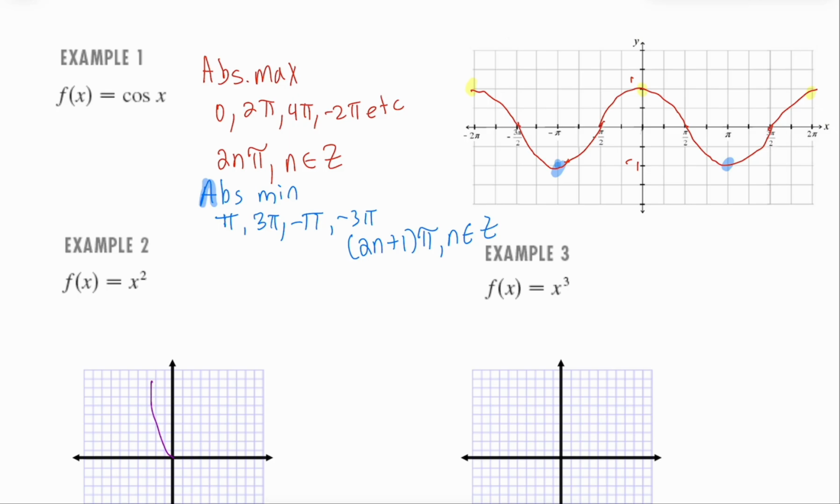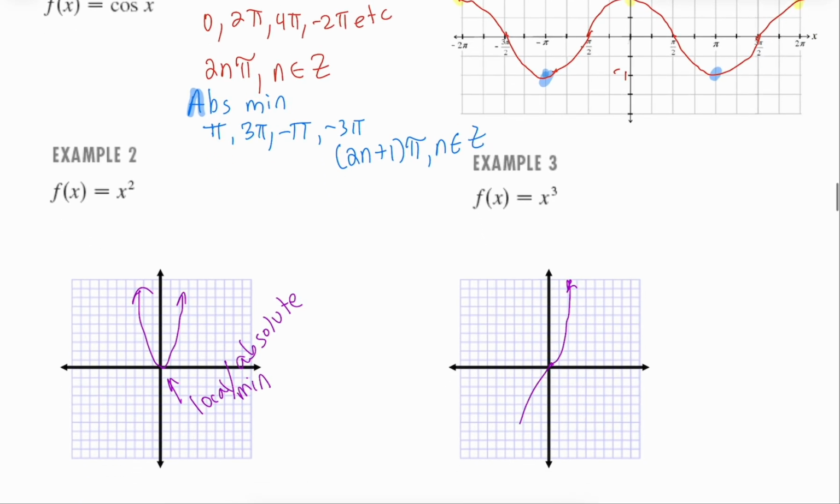Our x squared graph has a local minimum, which is also absolute. Our cubic function has no maxes or minimums. We're just looking at some graphs we already know.